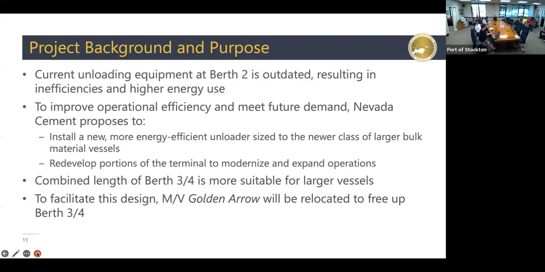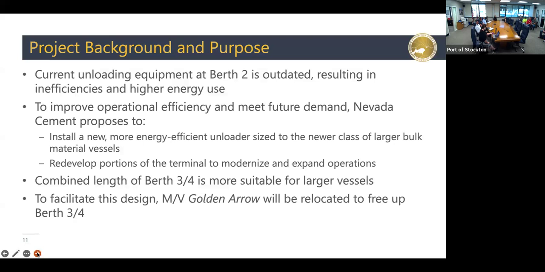Nevada Cement proposes to install a new, more energy efficient unloader sized appropriately to the newer class of larger bulk material vessels and to redevelop portions of the terminal to modernize and expand operations. The combined length of berth 3-4 is a more suitable location for larger vessels. Therefore, the new unloader will be installed on berth 3-4 versus berth 2. Nevada Cement would also update various existing terminal elements to support the redesigned operations.